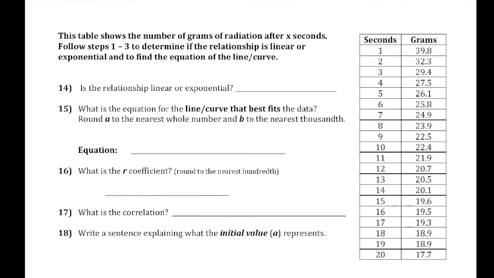Here we are on to page 248, and here we have another situation where we have seconds and grams in our table. This table shows the number of grams of radiation after X seconds. So we're going to follow steps 1, 2, and 3 on our Desmos.com calculator to determine if the relationship is linear or exponential, and to find the equation of the line or curve. So let's go ahead and flip over to our Desmos.com calculator.